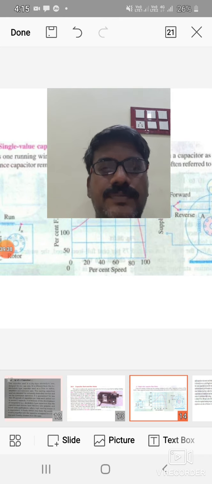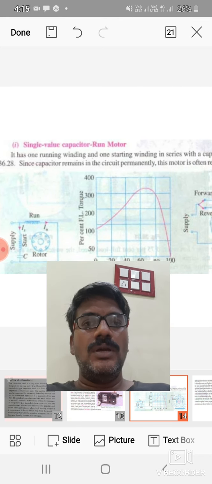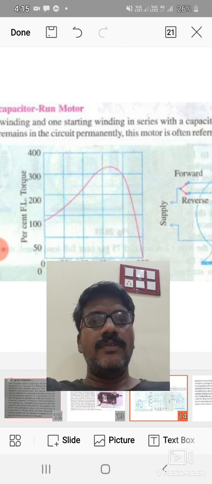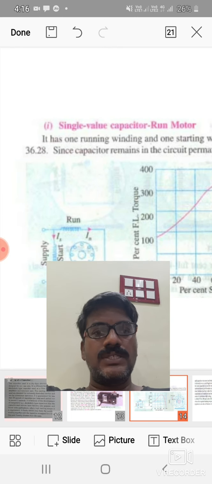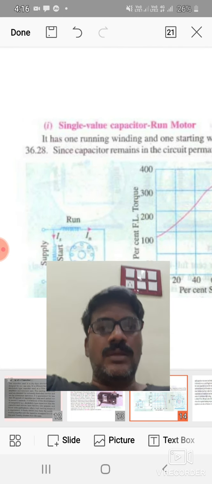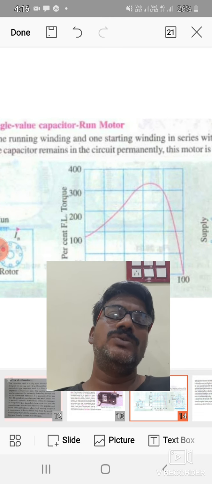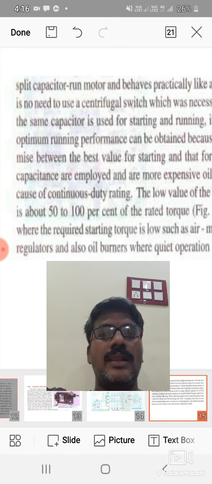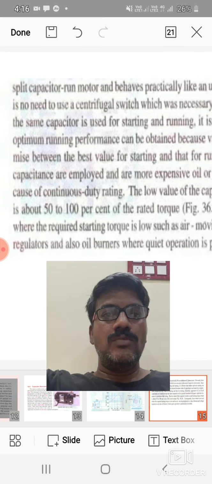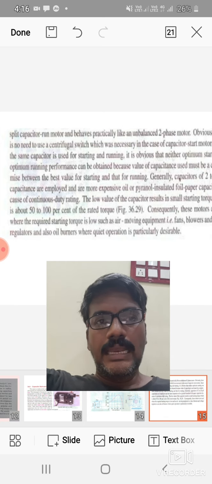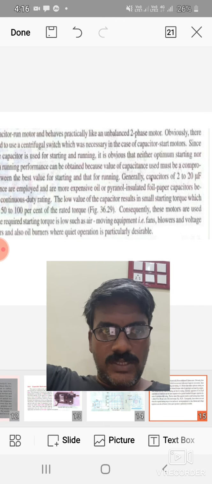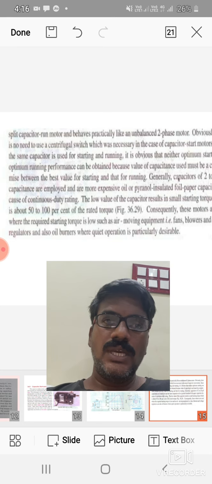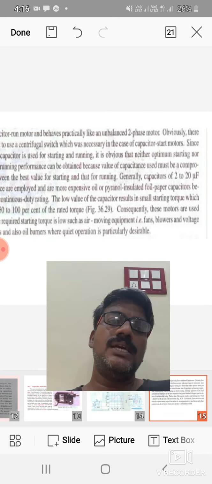Next, observe the advantages of the circuit. It has one running winding and one starting winding in series with a capacitor, and since the capacitor remains in the circuit permanently, this motor is often referred to as a split capacitor run motor. It behaves practically like an unbalanced two-phase motor. Obviously, there is no need to use a centrifugal switch, which was necessary in the case of a capacitor start motor.